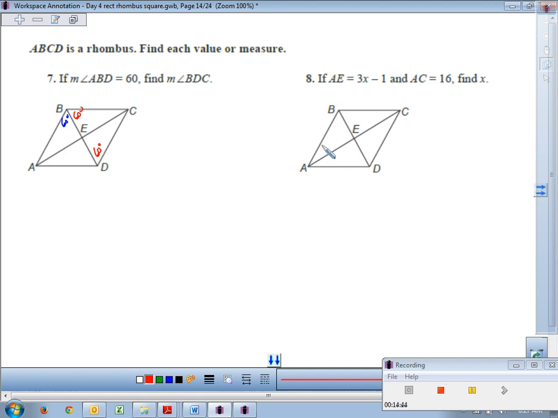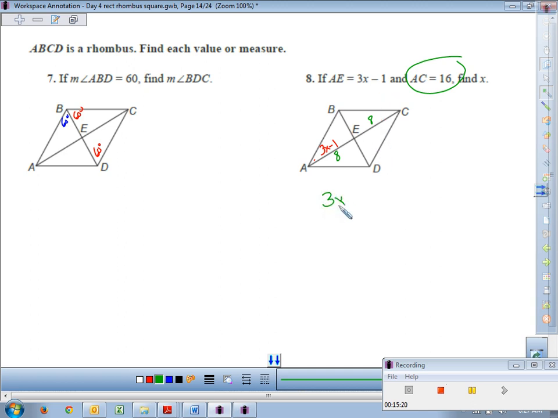Here, if the distance from A to E is 3x minus 1, right, that's part of the diagonal, and the distance from A to C, that's the whole diagonal right there, is 16. I don't like to put the entire diagonal's length in the picture if they have both of them drawn, because they cross each other, and it's like, where do you put the 16? So since I know that the diagonals perpendicularly bisect each other, I'm going to put an 8 and 8 on that. The whole thing is 16, right? So I represented that as 8 and 8 because it got bisected.